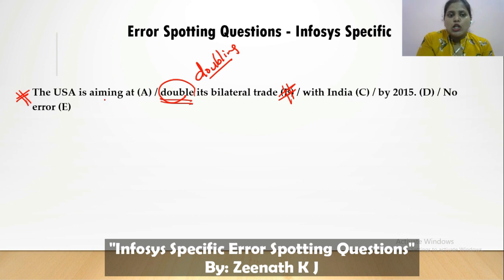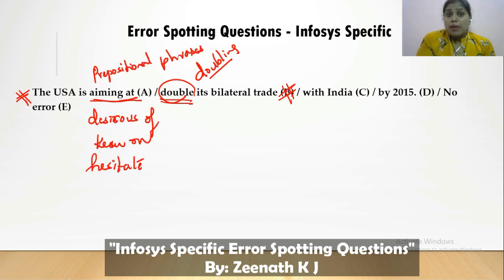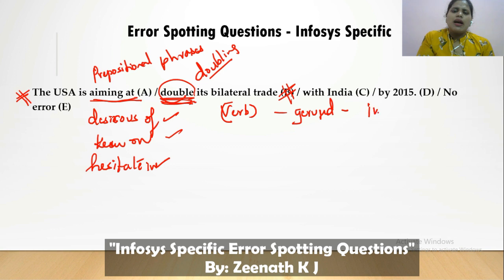Friends, please look at the prepositional phrase which is used right before the word double. It says aiming at. Whenever you use prepositional phrases like aiming at, desirous of, keen on, hesitate in, etc., you are expected to keep the next action word, that is nothing else but the verb, in the gerund form. What is the meaning of gerund form? In simple words, make sure the action word is in ing form.